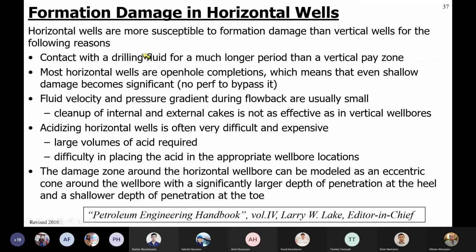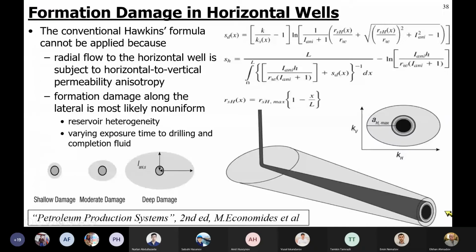Then we talked about the damage in horizontal wells, and we learned that horizontal wells are more prone to formation damage because of the longer distance to drill, and it is not uniform, because the heel part of the horizontal section is exposed to a longer time of mud contact, and this part will be even more damaged.